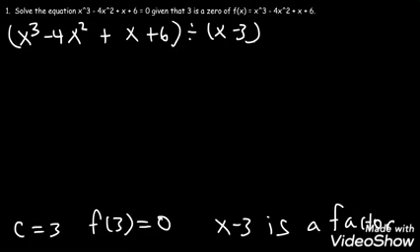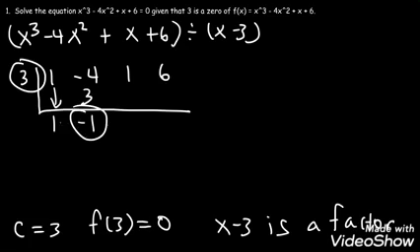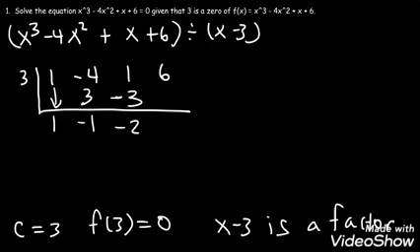Let's use synthetic division. So we need to use c. c is 3. And then let's write the coefficients. 1x cubed, negative 4x squared, 1x, and 6. Let's bring down the 1, and then let's multiply. 3 times 1 is 3. And then add. Negative 4 plus 3 is negative 1. And then 3 times negative 1 is negative 3. 1 plus negative 3 is negative 2. And 3 times negative 2 is negative 6. And this gives us a remainder of 0, because f of 3 is equal to 0.